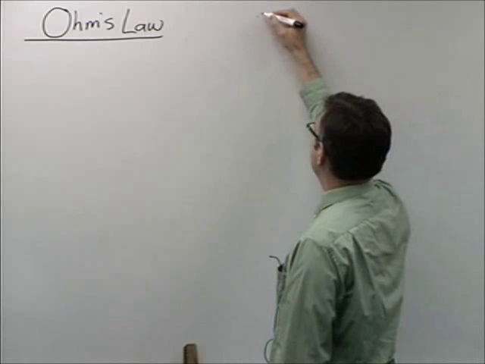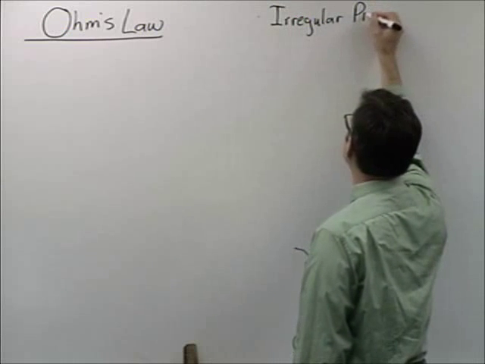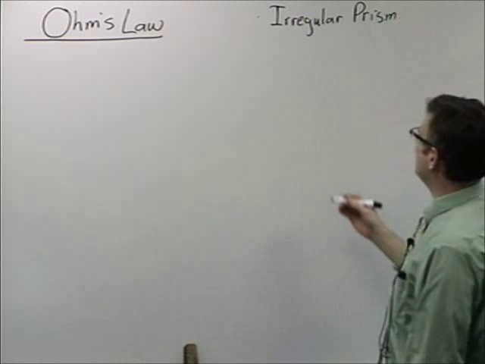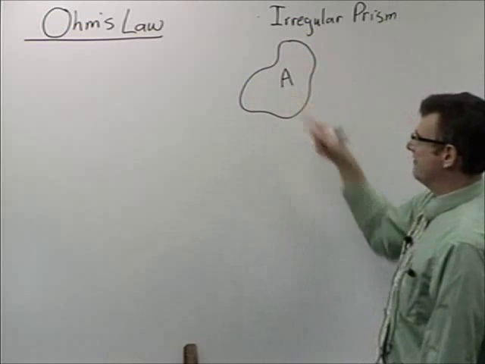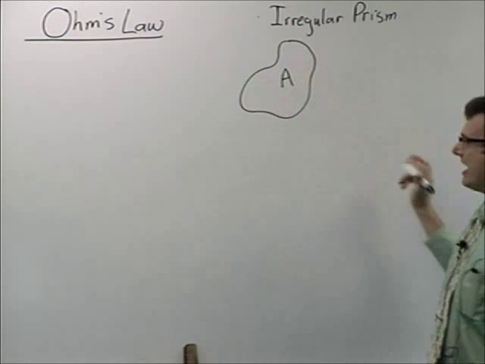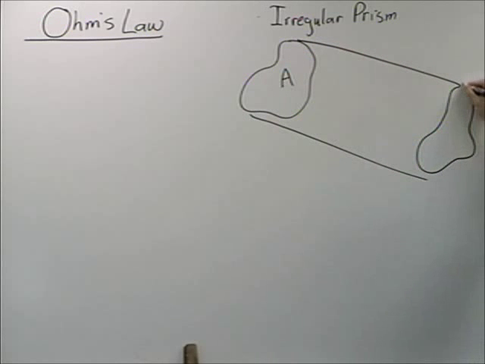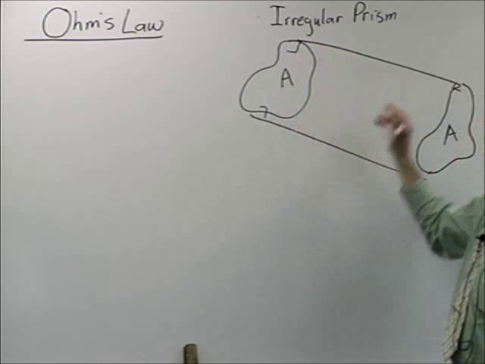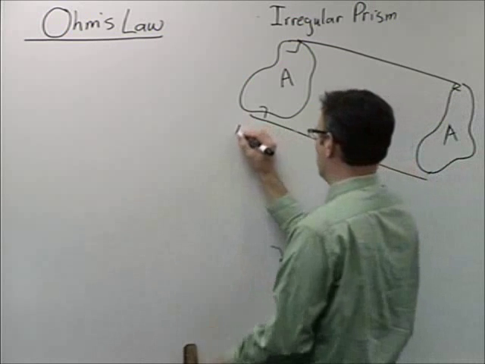So I'm going to start with an irregular prism. By irregular prism, I mean I'm going to take some weird area shape like this. It'll have area A in units of meters squared. And I am going to extrude it at a right angle to make a prism. So that same area is over here. These edges are perpendicular to the area. It should really be a right prism in my description. And this length here we will call L.